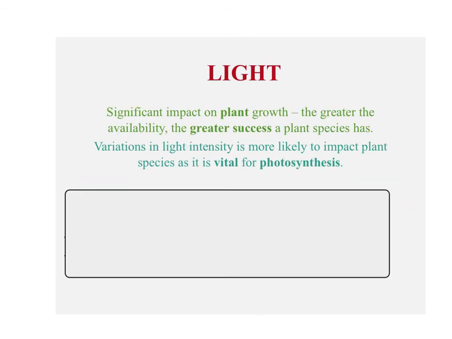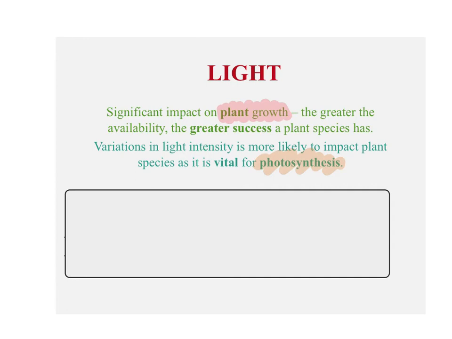Now the first factor, light, has a significant impact on plant growth. And we've already seen that winter has a big effect on the availability of light and therefore the growth of plants. But the greater the availability of light, so maybe they're in a nice wide open field, the greater success a plant species is going to have. And this is purely because of photosynthesis. So we're always looking to see how that light energy is going to be able to be transformed into photolysis, but also how that light energy is going to be able to provide energy for molecules to move, but also the importance of any other energy that comes with that light energy.